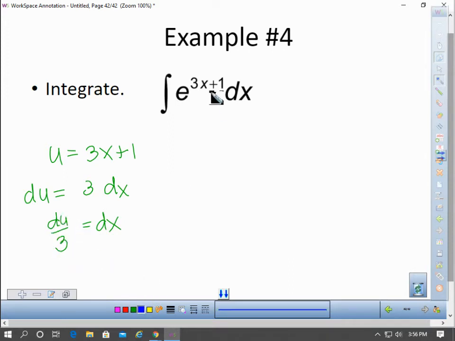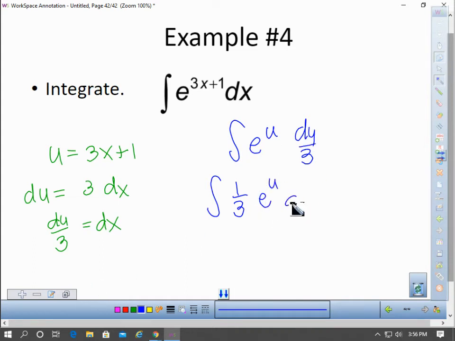So now we're ready to trade out. So this is going to be e to the u, because in place of 3x plus 1, we're going to put a u. And in place of dx, we're putting du over 3. And then I always tell you to put your fraction first. So it's a 1/3 since the 3 is in the denominator. Then you put your function, e to the u, and then you put your du.